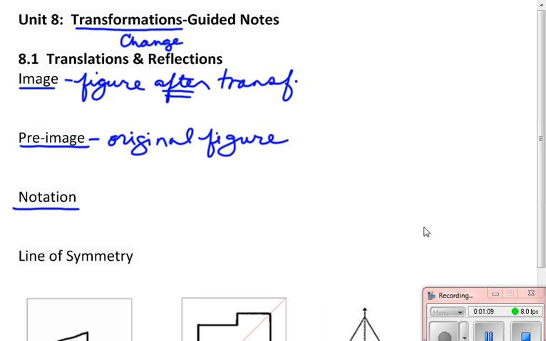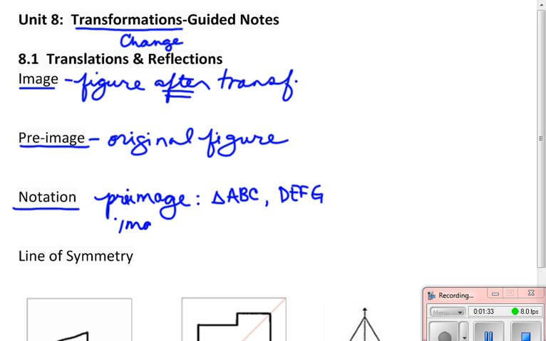Now, notation in geometry you've come to expect. That's a very important thing. Our pre-images will have our normal triangle ABC, or quadrilateral DEFG. It will just be our vertices like normal. After a transformation, our corresponding image points would be something like triangle A prime, B prime, C prime, or D prime, E prime, F prime, G prime.